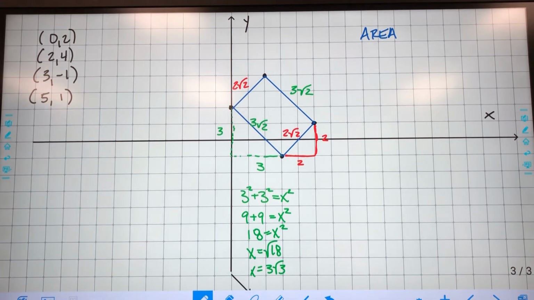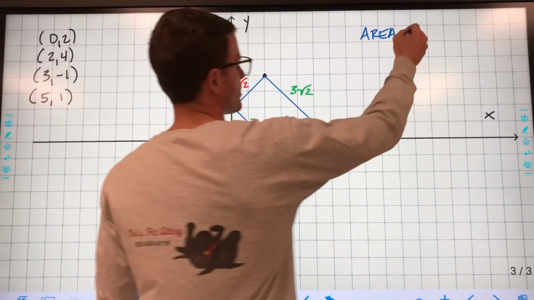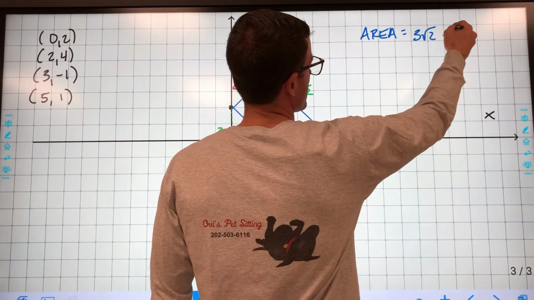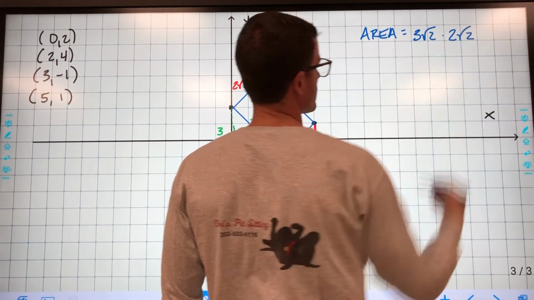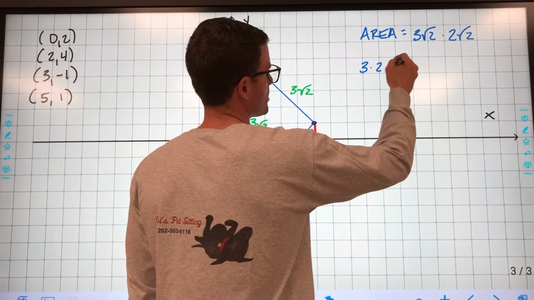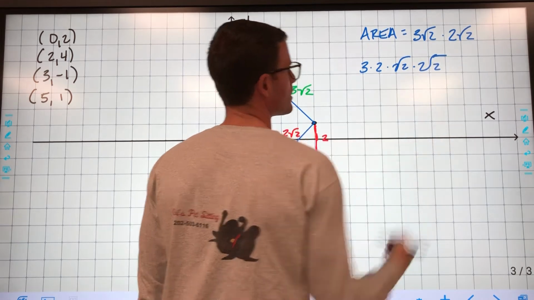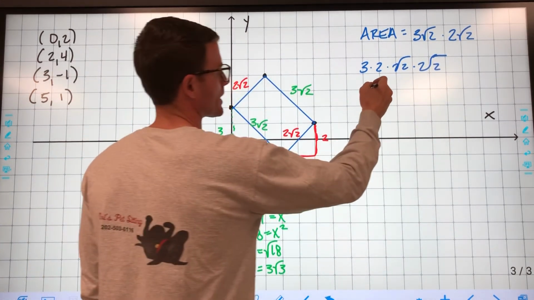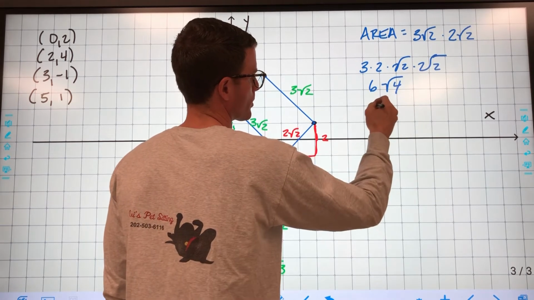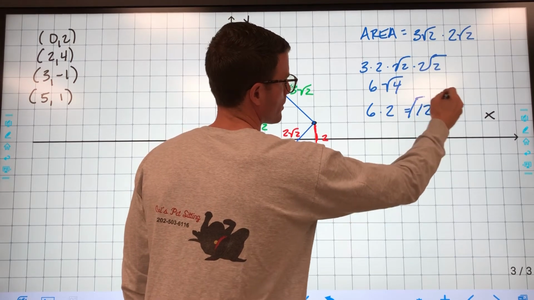All right, so to find the area, back to our original problem, I'm going to do the area equals 3 root 2 times 2 root 2. All right, so I'm going to multiply the numbers outside. So that's 3 times 2 times root 2 times root 2. All right, which is going to get me 6 root 4. And root 4 is equal to 2, so 6 times 2. So my area here is 12.